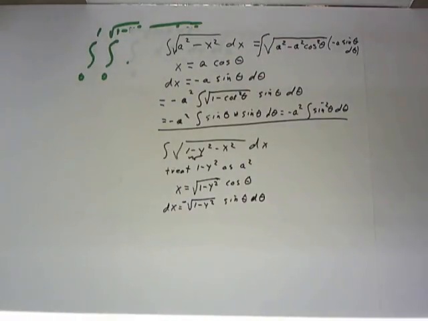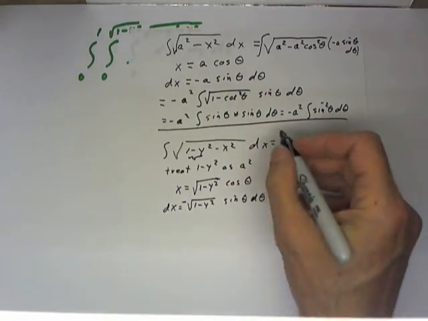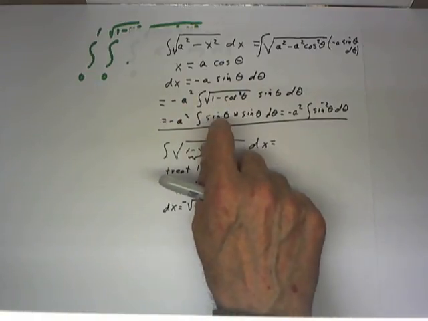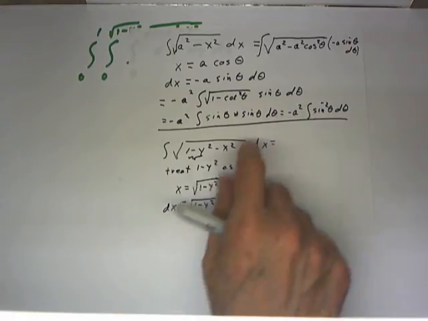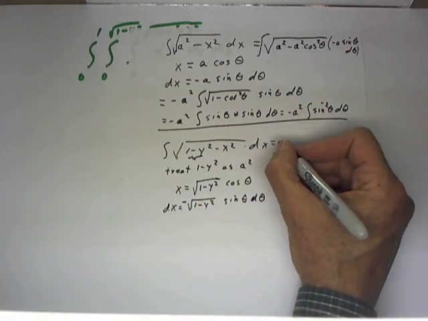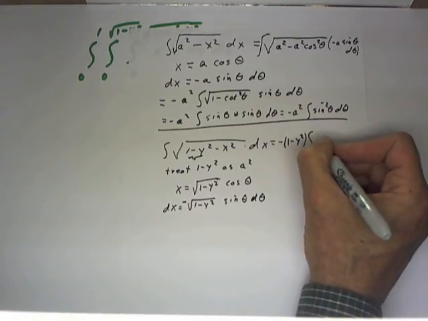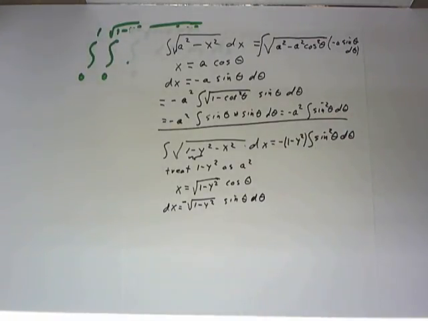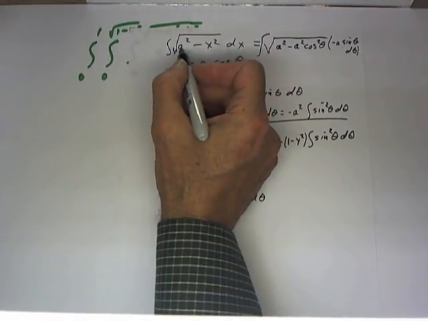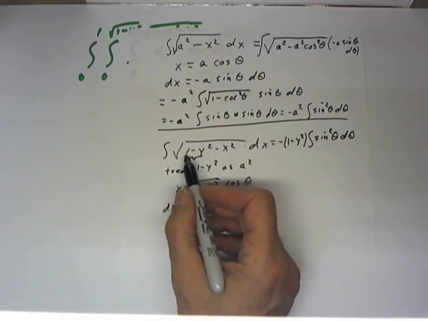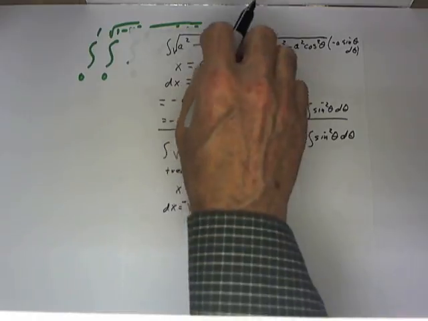and following steps analogous to the steps that we see up here, we find that our integral is going to be basically negative a squared times the sine squared of theta. Well, negative a squared in this case would be the negative of 1 minus y squared. So we get negative 1 minus y squared times the integral of sine squared theta d theta. The only difference being that here we've got the familiar a squared minus x squared. Here we've got a 1 minus y squared minus x squared, and we're going to have to treat that 1 minus y squared as if it's an a squared, following very similar steps.